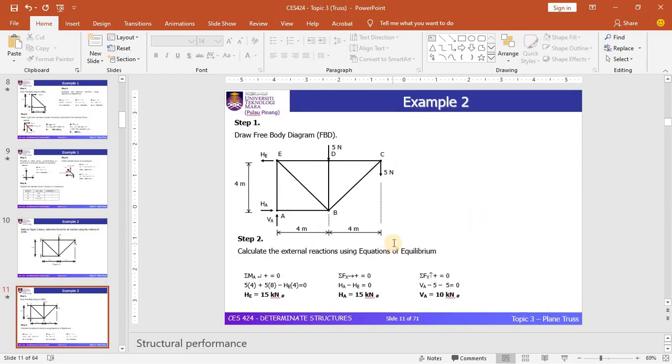So as usual, you need to find the reaction values at the supports, using the 3 equilibrium equations. I don't want to discuss this in detail; I hope that you can figure it out by yourself. Basically, there is another way to solve this problem without finding the reactions at the supports, where you may start from C. You can see that at point C, there is a minimum number of members, which is not more than 2. So basically, you can start from joint C.